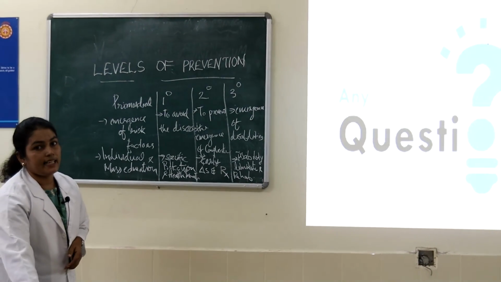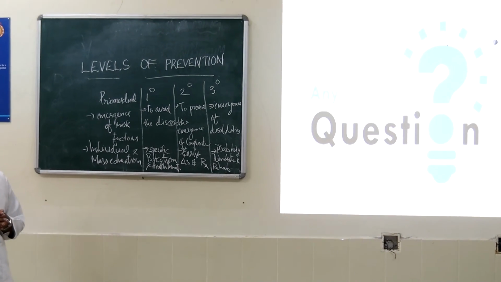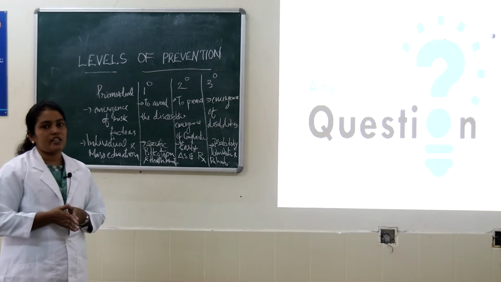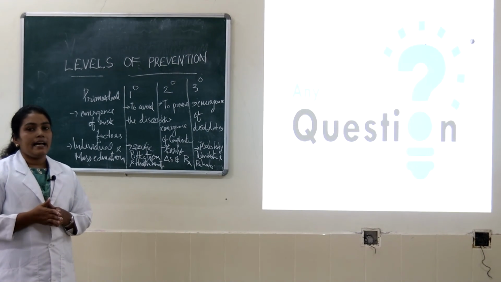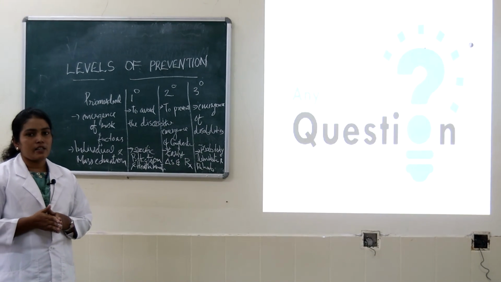So far we have discussed the levels of prevention. The levels of prevention can be divided into four: primordial prevention, primary prevention, secondary prevention and tertiary prevention. Hope you all understood the topic.